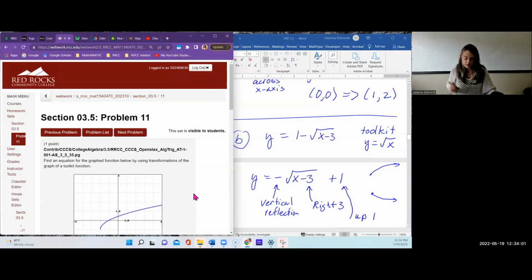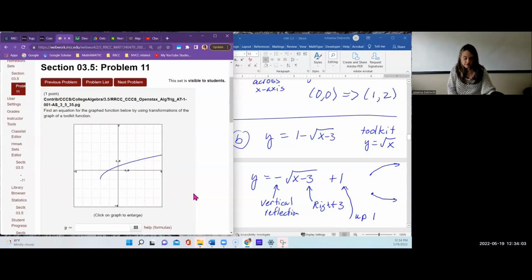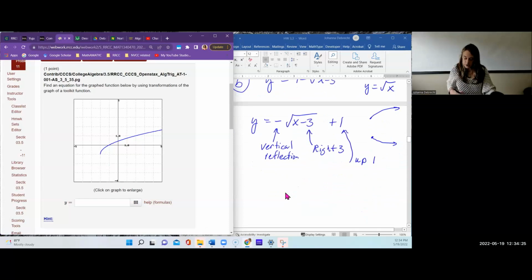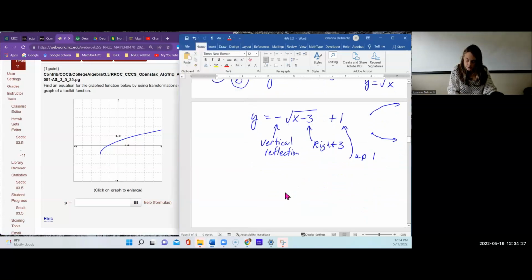In problem 11, we're asked to find the equation for the graphed function by using the transformations based on the toolkit function square root of x. How do I know that this is square root of x? I've memorized it. There's really no other way around it. You're going to have to memorize what the basic toolkit functions look like and their basic points. Let's put the square root of x's basic points down so that we can be sure we know what's happening to the toolkit function.